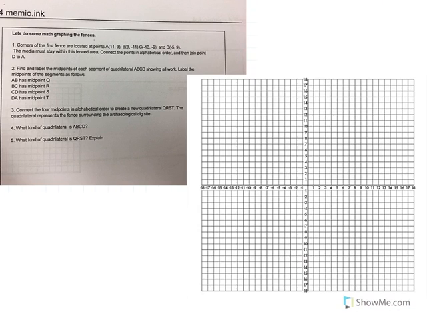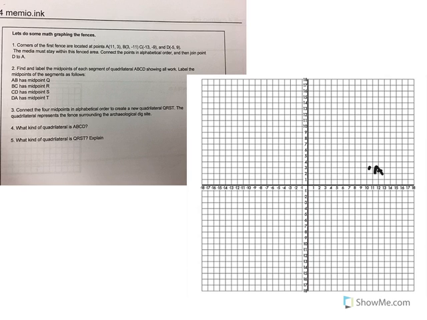Sorry, I had to get a new axis. The other one did not look good. Okay, so now let's plot our points. We have (11, 3), 1, 2, 3. Okay, so this one is A.